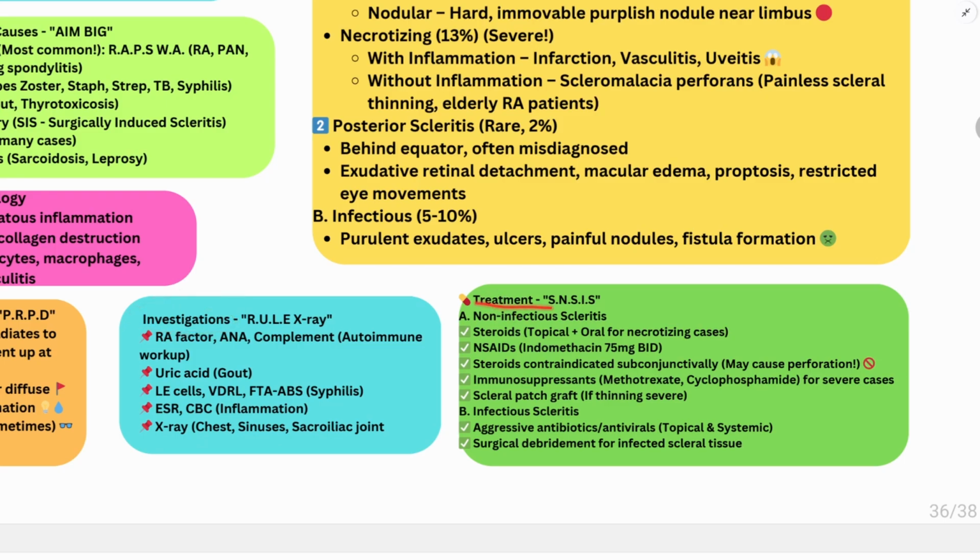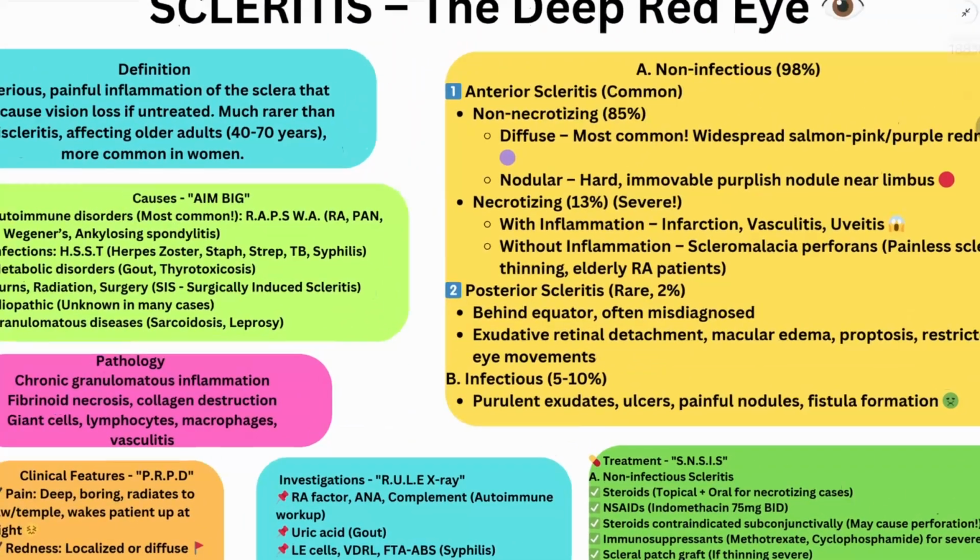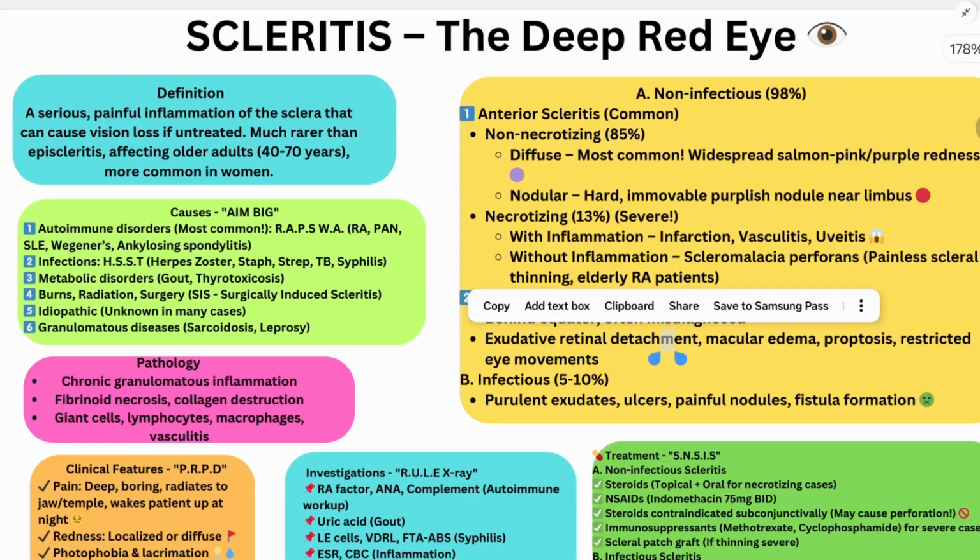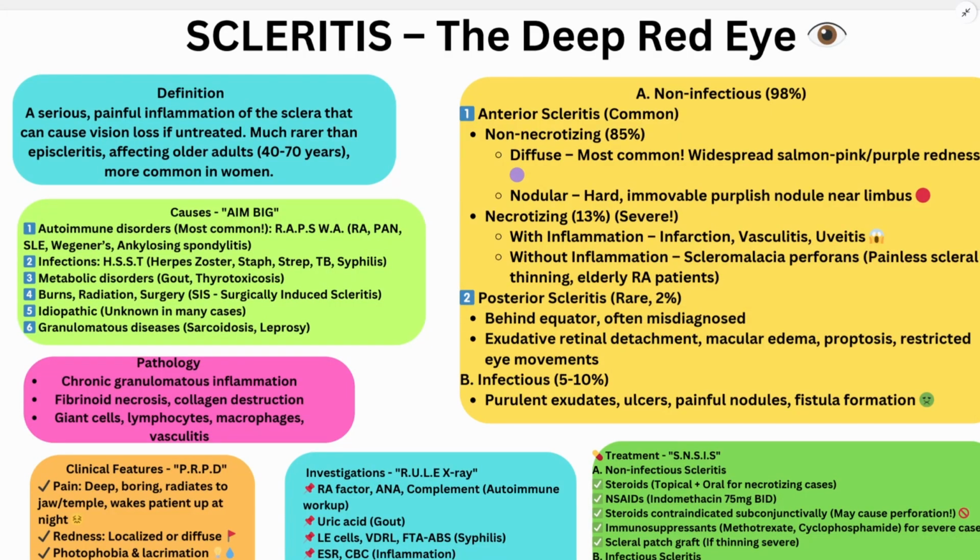Okay, treatment is also different for non-infectious and infectious. For non-infectious you will go with steroids, NSAIDs, and immunosuppressants. Whereas for infectious, aggressive antibiotics or antivirals can be used depending on the type of organism causing the scleritis, and surgical treatment can also be done. So these are the important points that you must know about scleritis as a medical student.